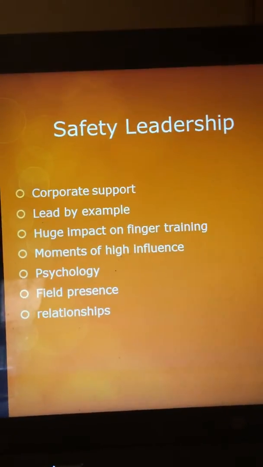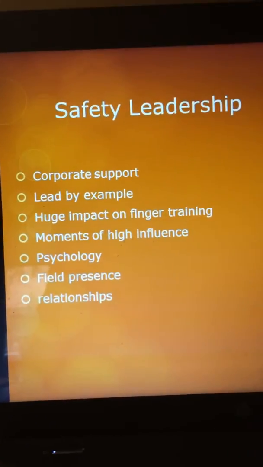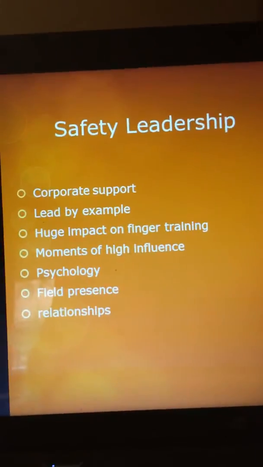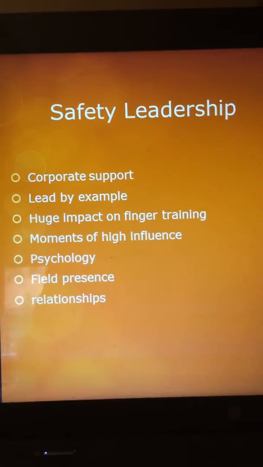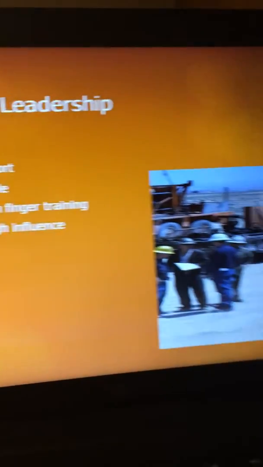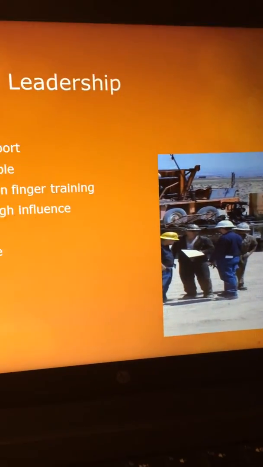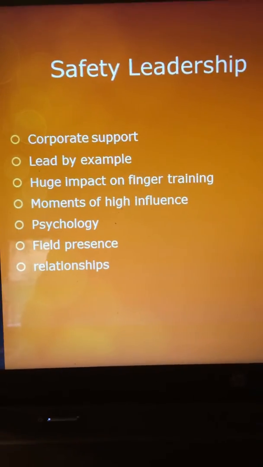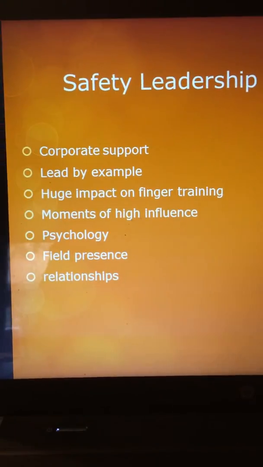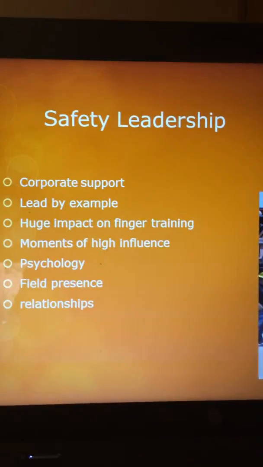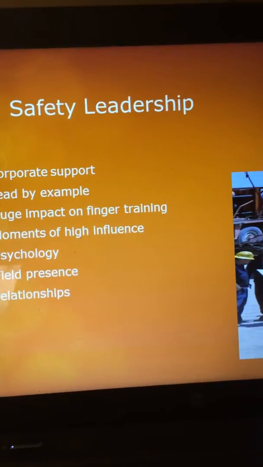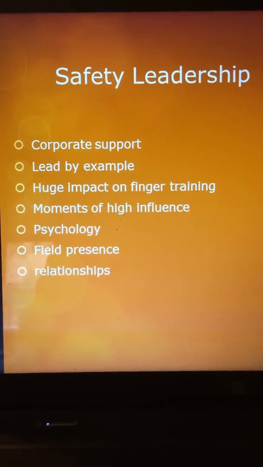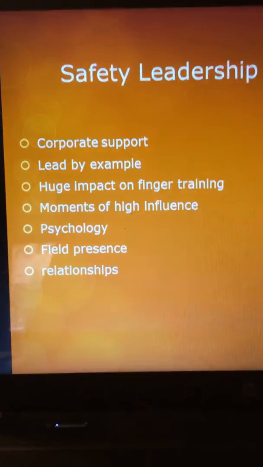There's a lot of psychology involved, and hey, you gotta be out in the field. You gotta have field presence. You gotta be out there to do this stuff, so you can build relationships with your employees. So they can come to you and say, hey, this is going on and it's making me nervous. This is unsafe. And we would rather have that take place and be told about it than someone having to sacrifice themselves and get injured or killed first to figure it out. So safety leadership is huge, and that's something that's definitely missing in my company for the most part.